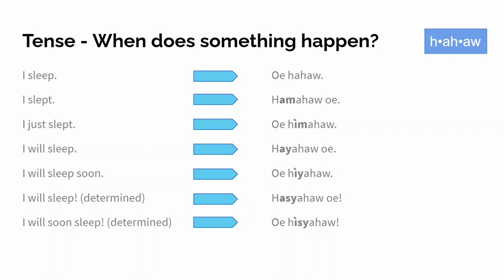I just slept, so recently. Oe hemahau. I will sleep. Hayahau oe, so I, future. I will sleep soon. Oe hiyahau, so ihr is our soon or near future. I will sleep, determined. Hasyahau oe. So asya, here you see it's like the I, but there's just an S in the middle. Hasyahau is that if you're really determined that you will sleep.